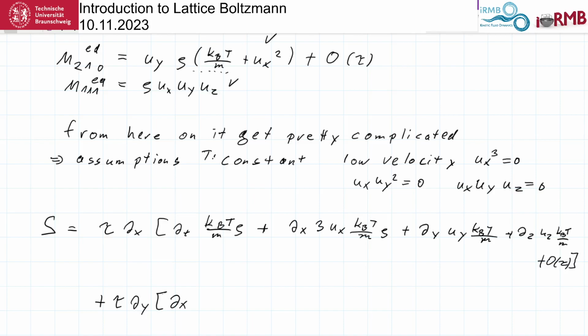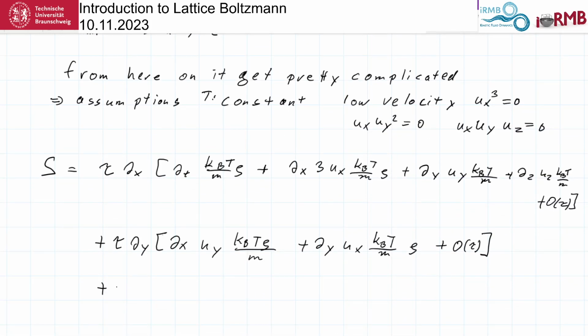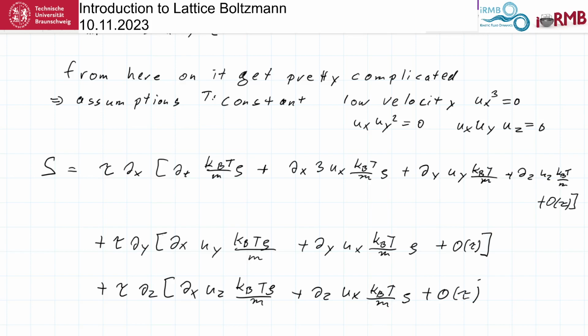So we end up just with dy uy k_B T rho divided by m, plus dy ux k_B T divided by m rho, plus something of the order of tau, plus tau dz, dx uz k_B T rho divided by m, plus dz ux k_B T divided by m rho, and something of the order of tau. Now you see, because there's something of tau times order tau, this will be tau squared.